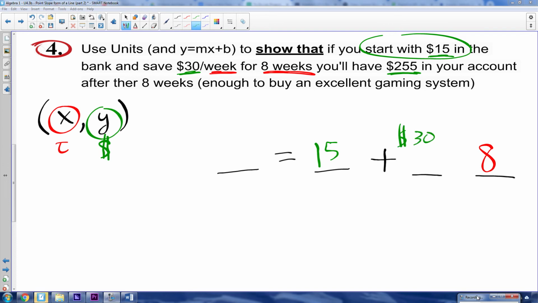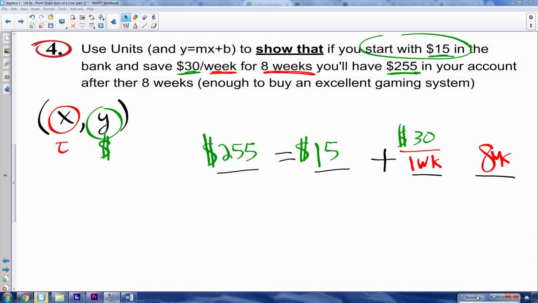Now our slope is $30 per 1 week. So I'm going to put units on this: 1 week here. I may even write 8 weeks here. And maybe I'll put dollars on the 15. And you know that this whole thing should come out to what after the 8 weeks? $255, right? So let's just see if this makes any sense.